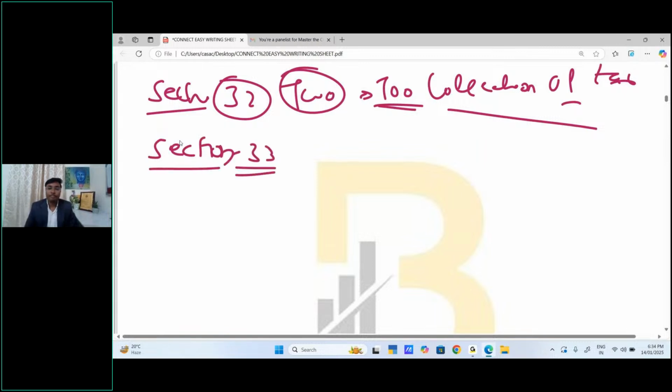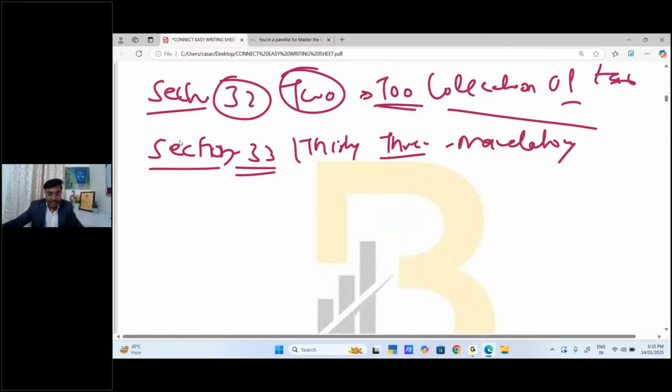Section 33. Just try to link this word 33 with mandatory. Section 33, mandatory. This section is going to specify the mandatory things which is required on the invoice. That means whenever you prepare the invoice, you just need to show the GSTN of supplier and recipient, address of both these parties, taxable value, IGST, CGST, SGST, HSN code wise summary, discount if any. These type of things should be there.